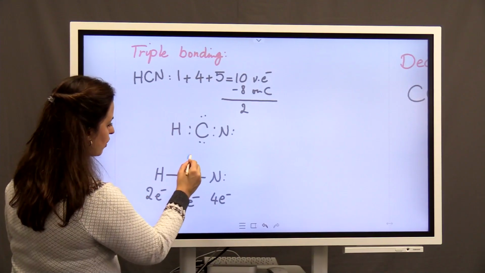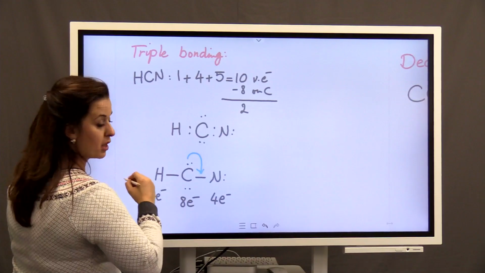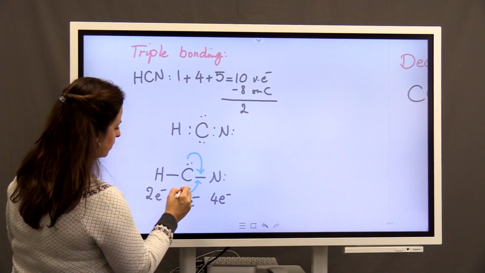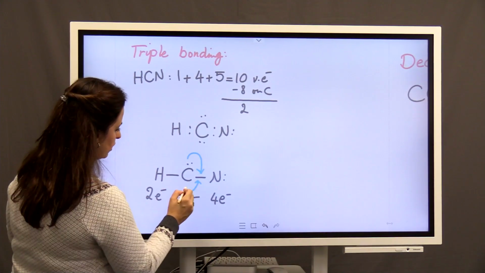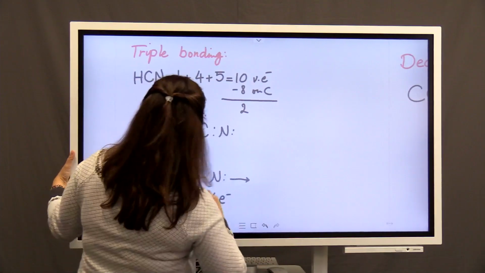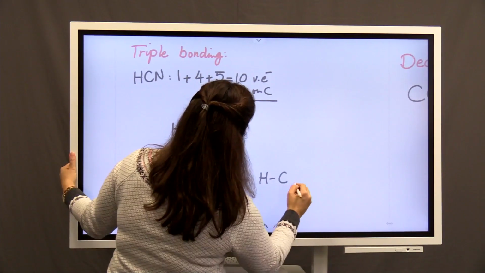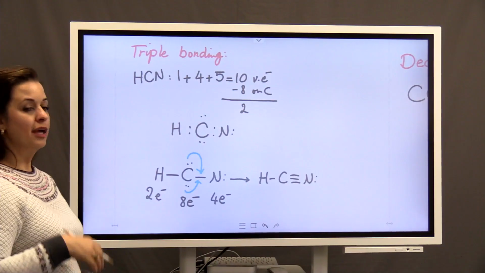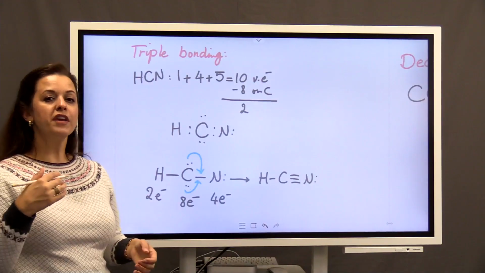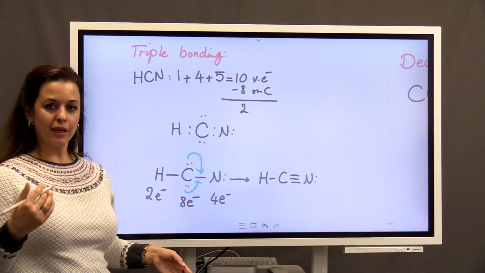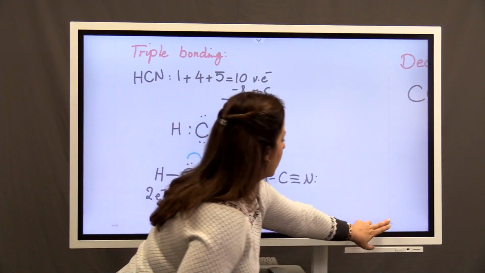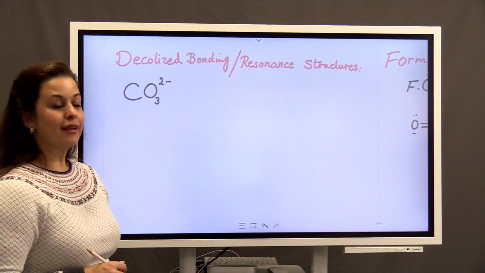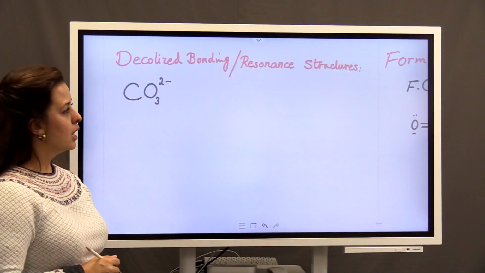We borrow electrons. How many more does it need? 4. 2 from here, 2 from here, to form the triple bond. Let me put them again so you see them exist. So you will have HCN. That's how a triple bond forms. Again, start from single bonds. If you have to, form double and triple bonds. All right? The next thing is that we call it delocalized bonding or resonance structures.